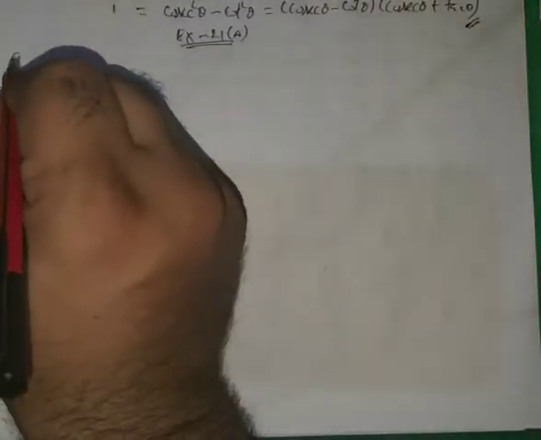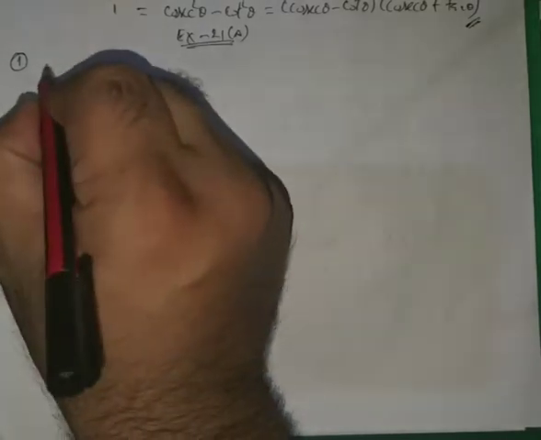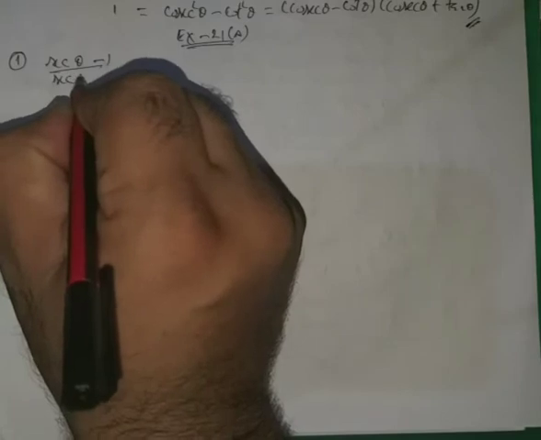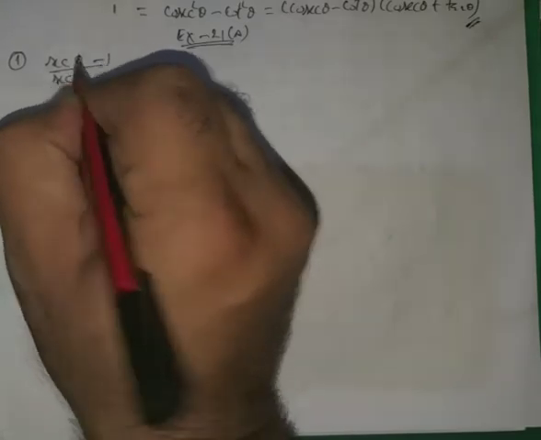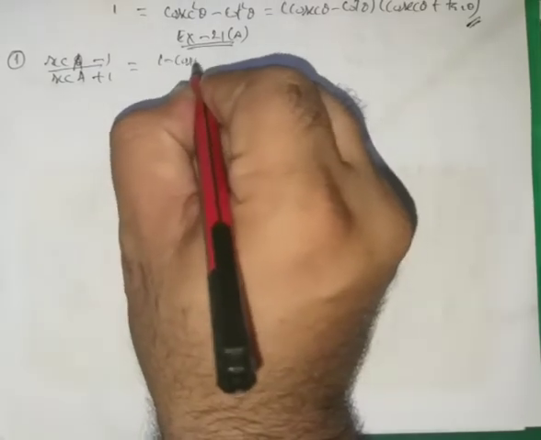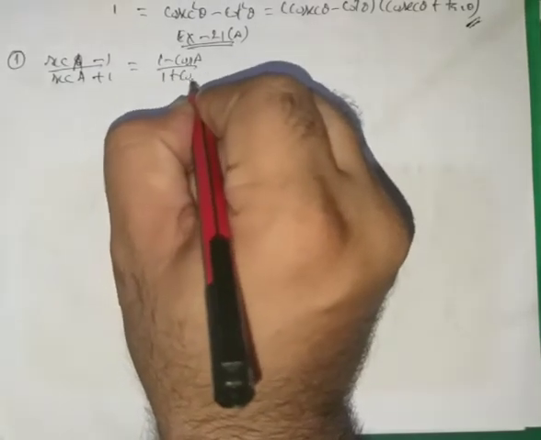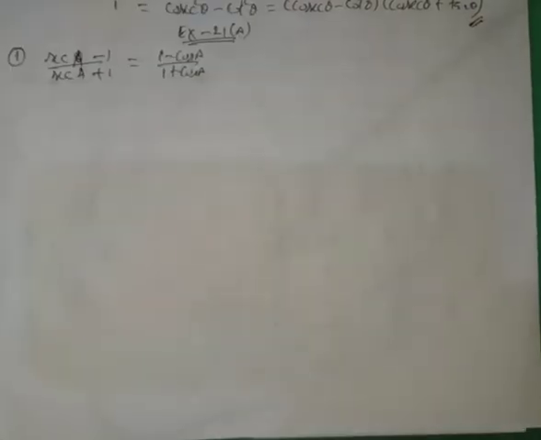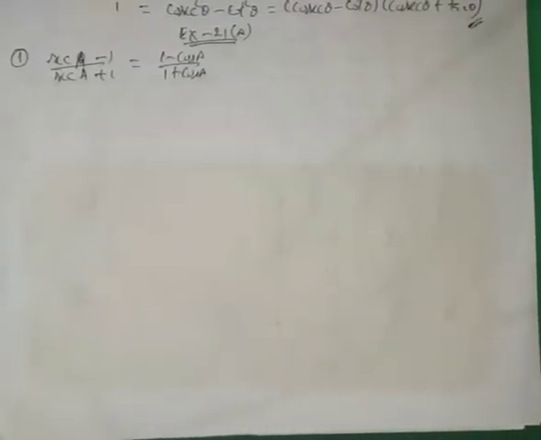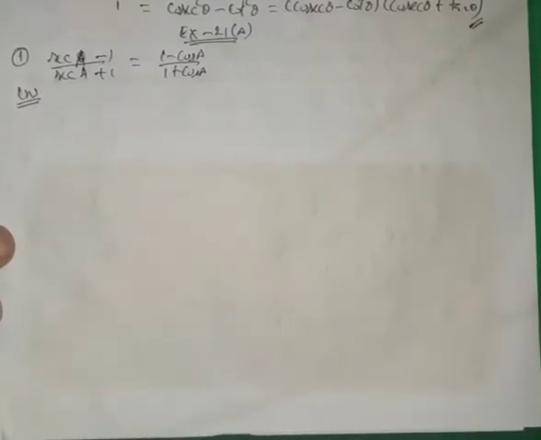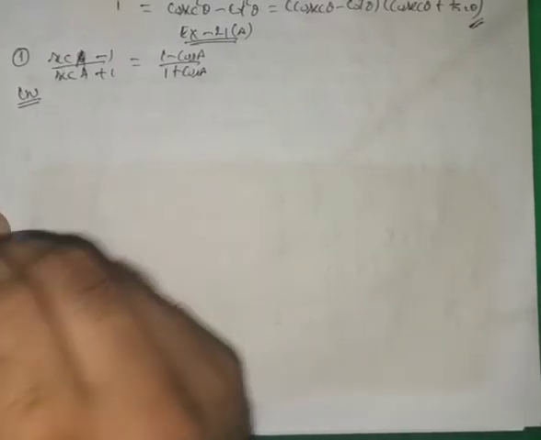And the first question is, we have to prove that (secant A minus 1) over (secant A plus 1) is equal to (1 minus cos A) over (1 plus cos A). So in most of the questions, what we will do is start from one side and try to arrive at the other. So now I'm starting with the left hand side.